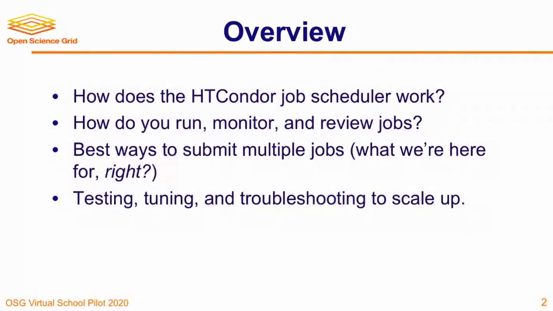So we'll talk briefly about how the HTCondor job scheduler works at a high level, including what it's doing across, say, a high throughput computing cluster in order to execute your jobs and the jobs of other users. We'll talk about the logistics and semantics of submitting, running, monitoring, and reviewing jobs. We'll talk also about the best ways to submit multiple jobs after starting with a simple single job example for the logistics. And then we'll talk about testing, tuning, and troubleshooting.